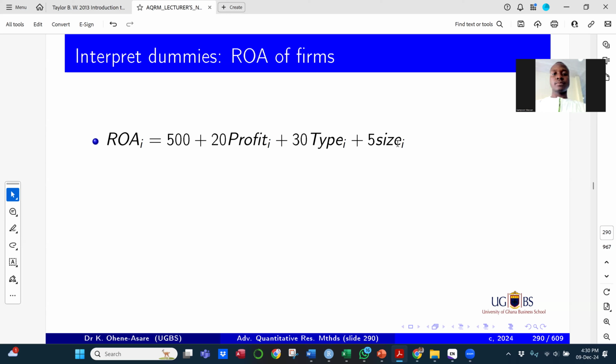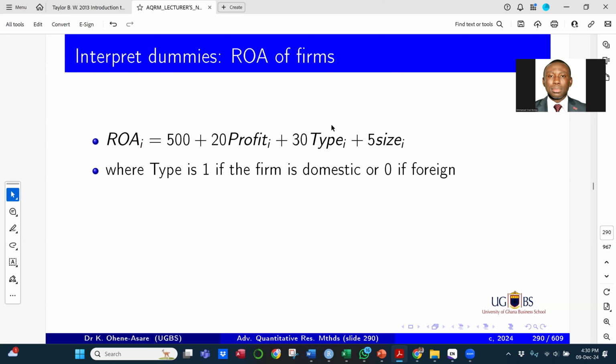Who can interpret the coefficient of profit? We all know what profit is. What is the coefficient of profit? Actually, if you want to interpret a coefficient of profit, you have to have type and size in mind.